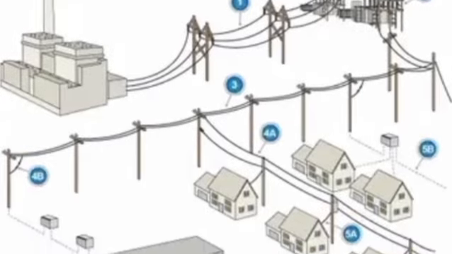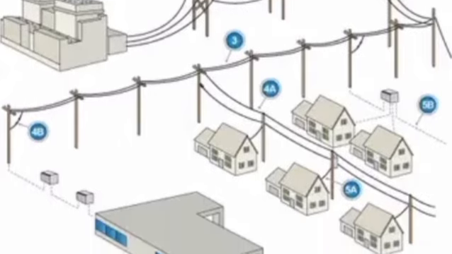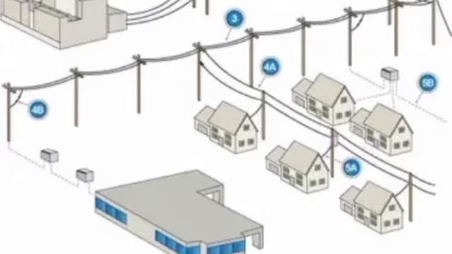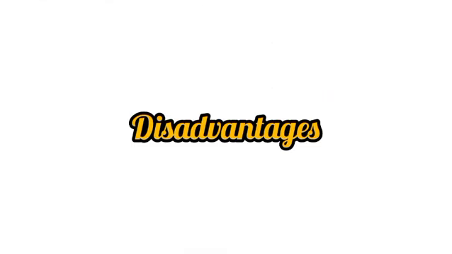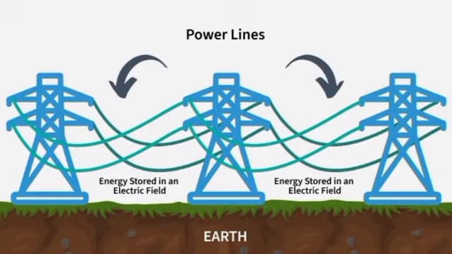Advantages: easy to maintain locally, can be adapted for future load expansion, direct control over end-user supply. Disadvantages: higher losses compared to transmission due to lower voltage, and vulnerable to outages in radial systems.